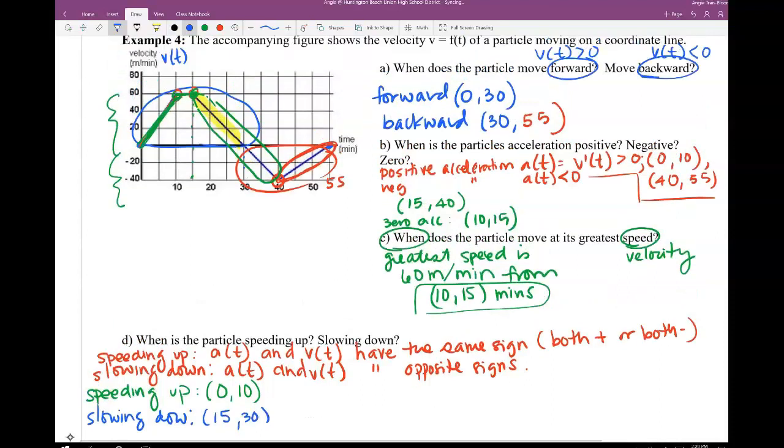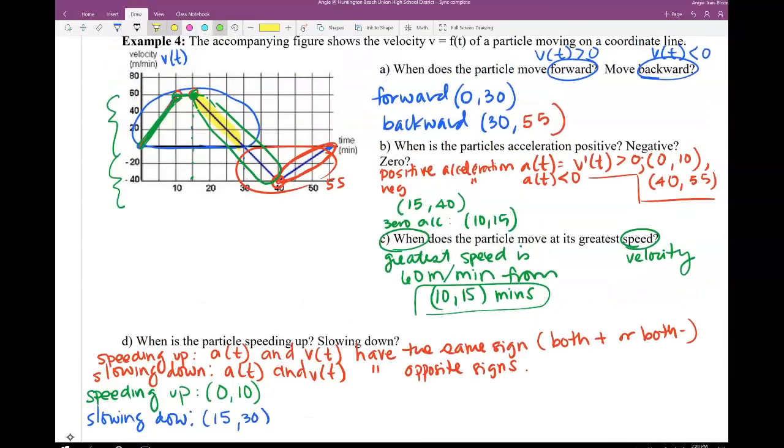Then let's look at the next piece. Okay, how about this one? This piece right here, velocity is negative because it's below the y-axis, and acceleration is negative because the slope is negative. So that piece right there is actually speeding up because the signs are the same, okay? So that is from 30 to 40.